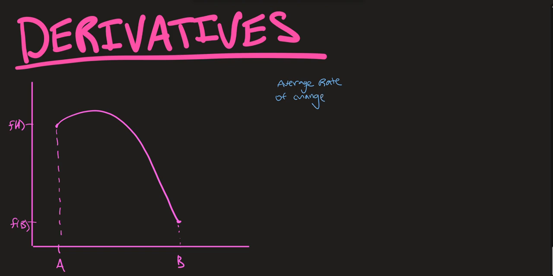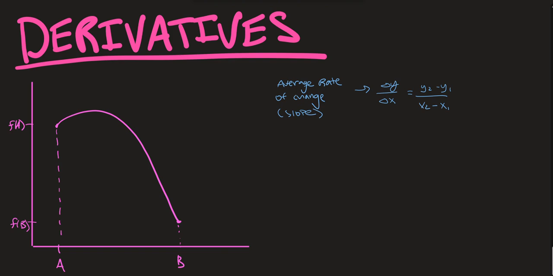Now, most of you guys probably know average rate of change as slope. So how do we find slope? Well, our basic algebra class told us that slope is delta y over delta x. Or, if you want to write it out, y2 minus y1 over x2 minus x1.